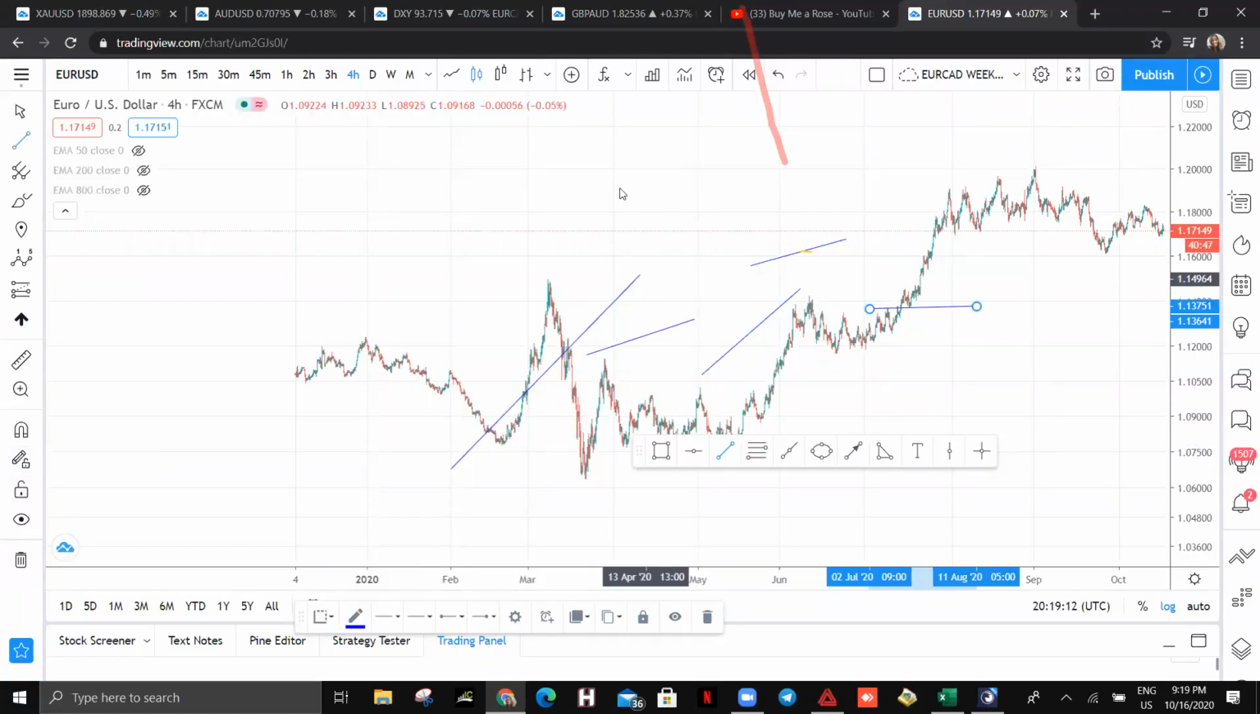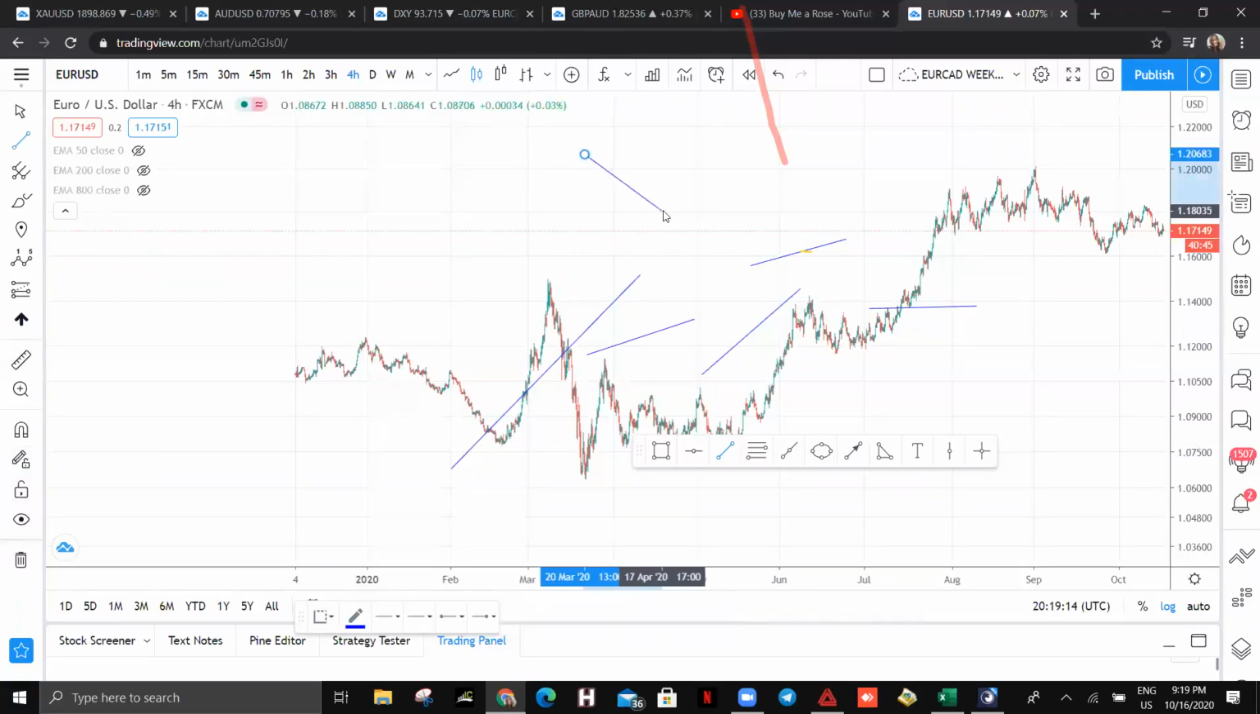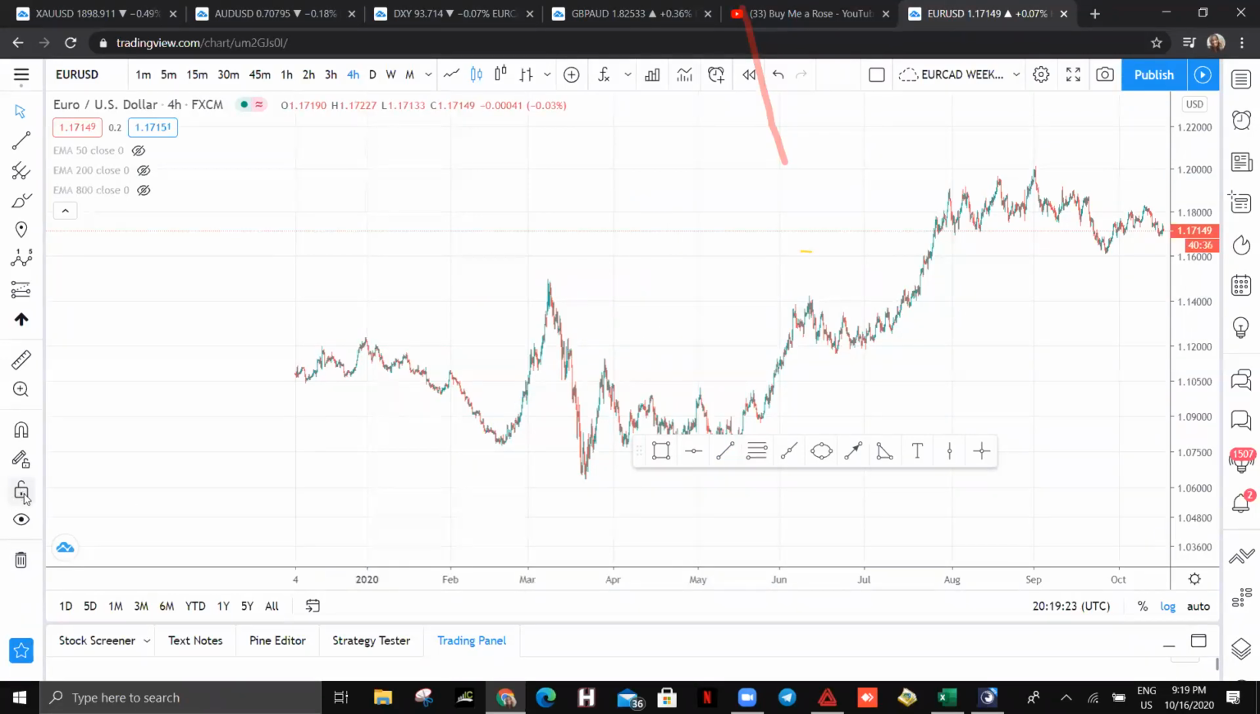But if I unlock it and I don't go back to click, I won't be able to do what? To draw my chart anymore. That's the work of the lock. That's the same thing here.